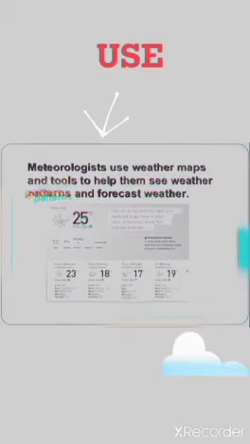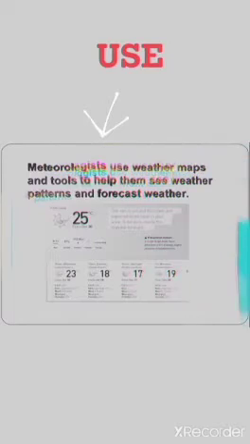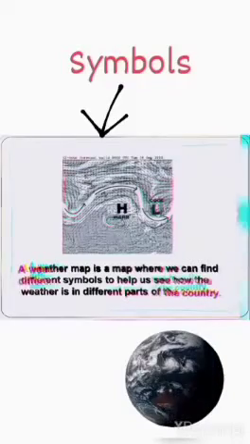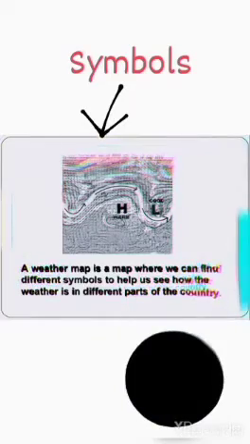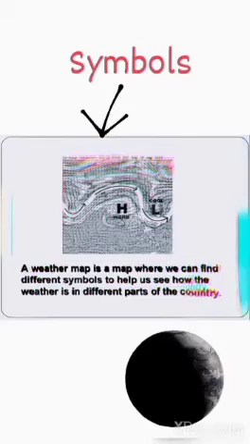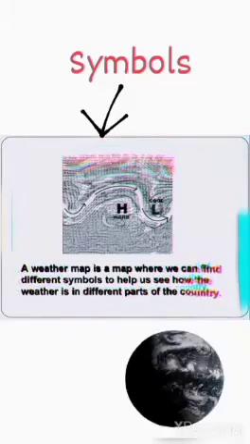Now let's talk about for what purpose weather maps are used. Meteorologists use weather maps and tools to help them see weather patterns and forecast the weather. As we previously discussed, weather maps have different types of symbols to show how the weather is different in the different parts of the country. So now we'll highlight these factors.